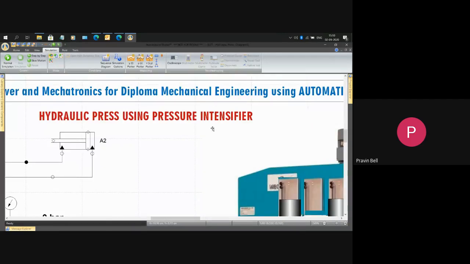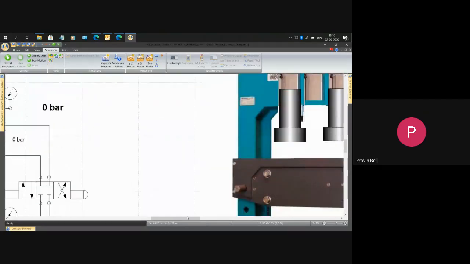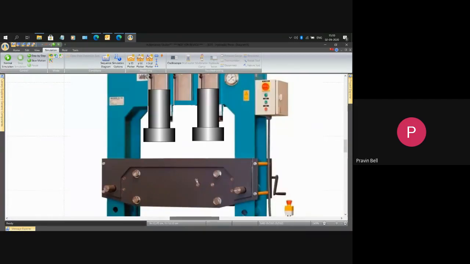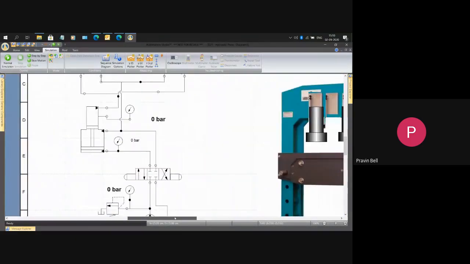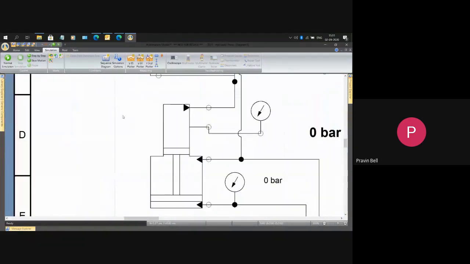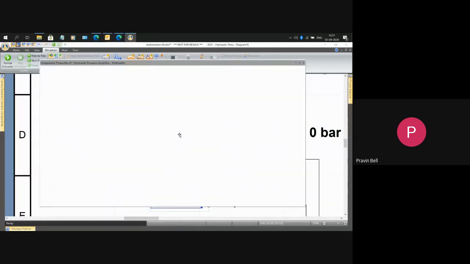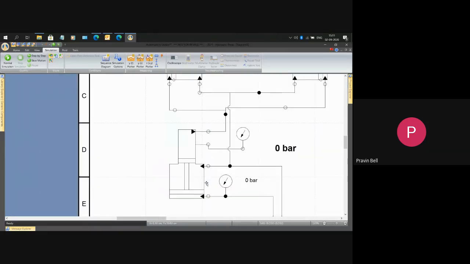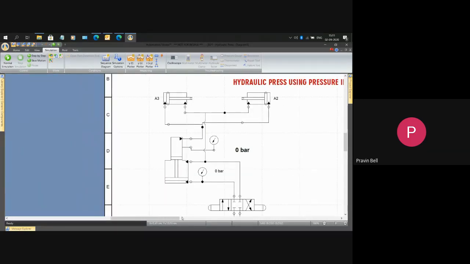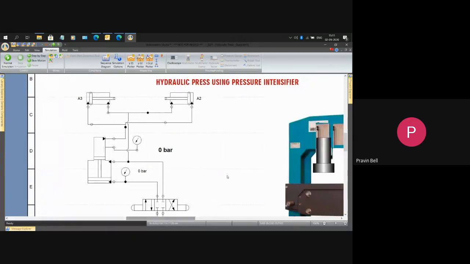Now this is a very, very high pressure hydraulic press in which you could be compressing rubber. And these are very, very high pressure pistons here. How do I generate such a pressure? In Automation Studio, I have this pressure intensifier, and this is a 1:3 pressure intensifier. So whatever the pressure is at source, it will multiply it three times, and that particular intensifier circuit is used.